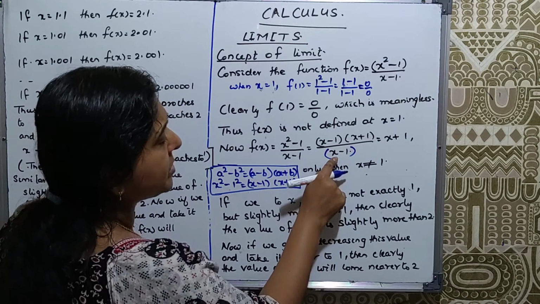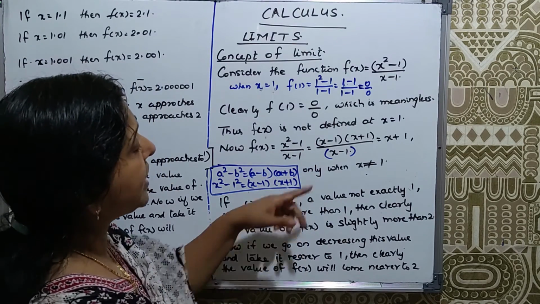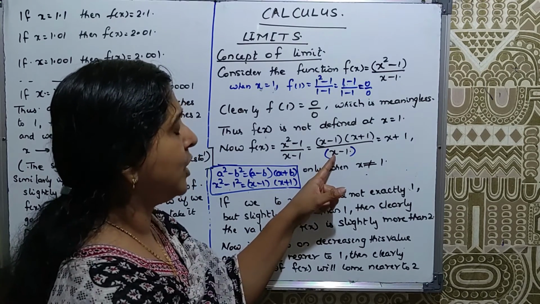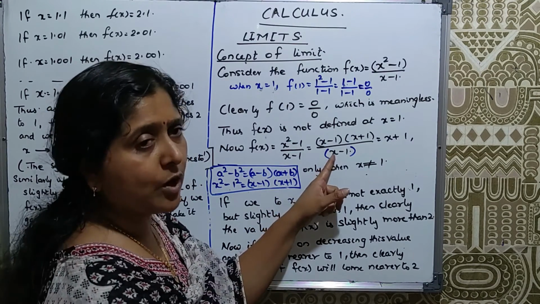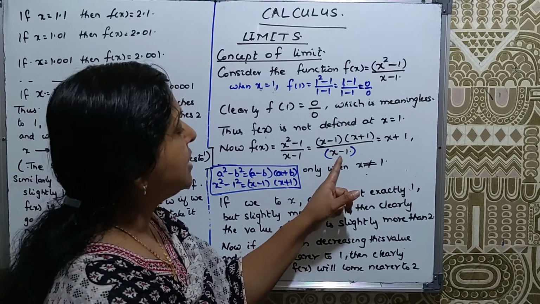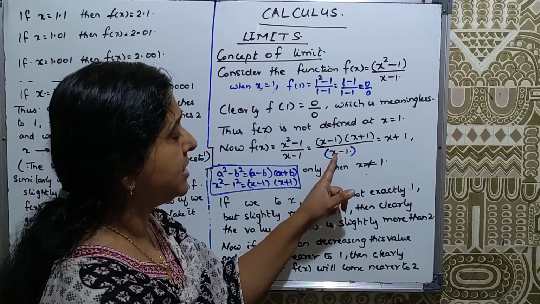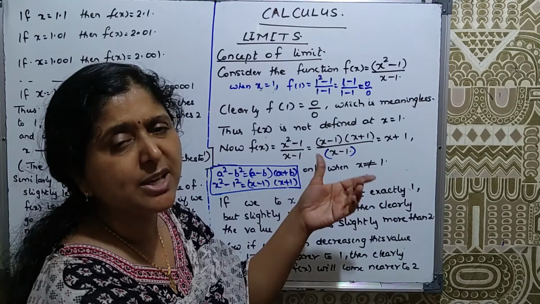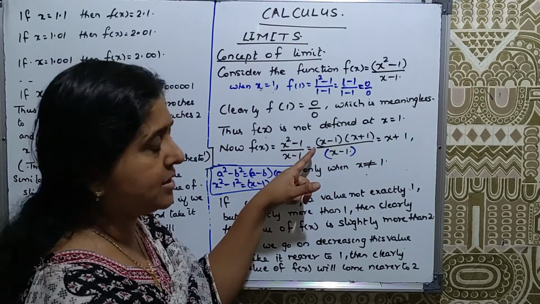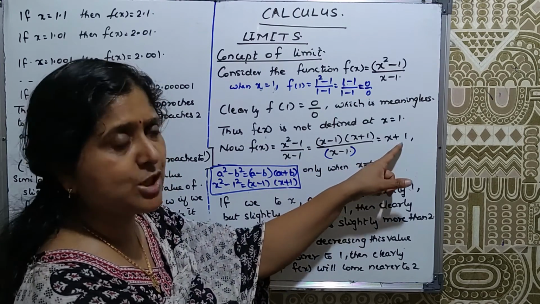We can cancel the numerator x minus 1 and the denominator x minus 1. Now the denominator is free from the x term. If we substitute 1 in the denominator, 1 minus 1 gives a number by 0, which is not defined. That is why we are trying to remove the denominator. So x minus 1 and x minus 1 will be cancelled, and we get x plus 1.